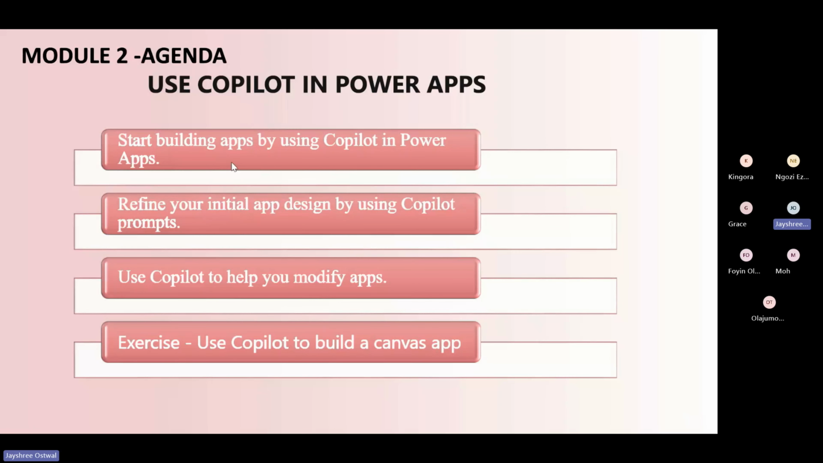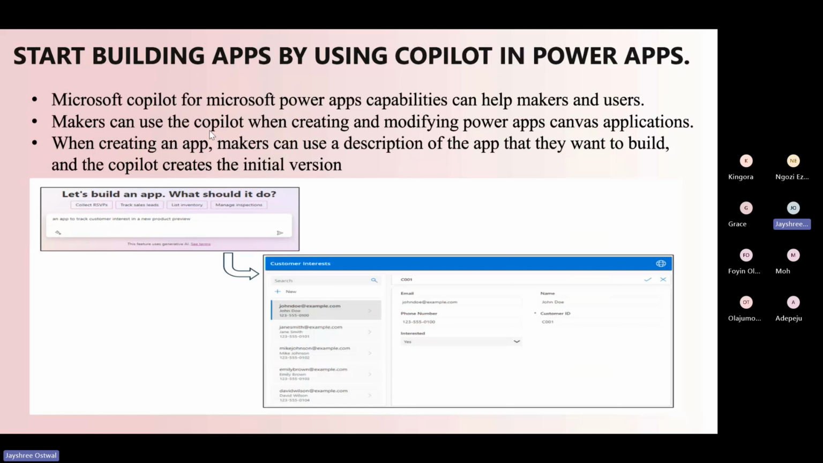For today our agenda is to use Copilot in Power Apps. We will go through starting to build apps by using Copilot in Power Apps. Then we will look at refining your initial app design by using Copilot prompts. We will look at using Copilot to help you modify apps, and then we will go through an exercise in which we deep dive into how to use Copilot to build a Canvas app.